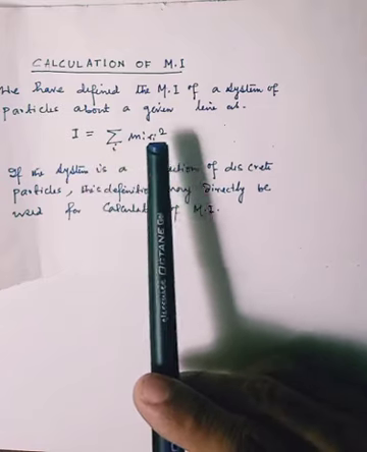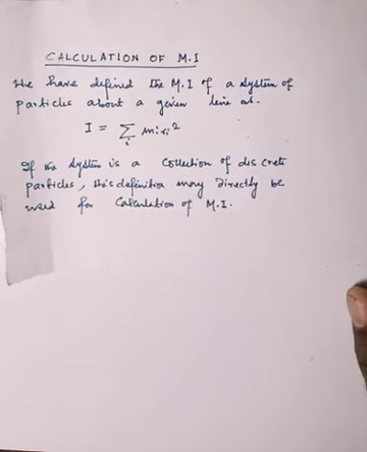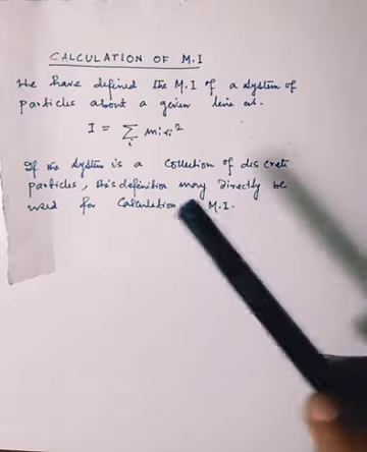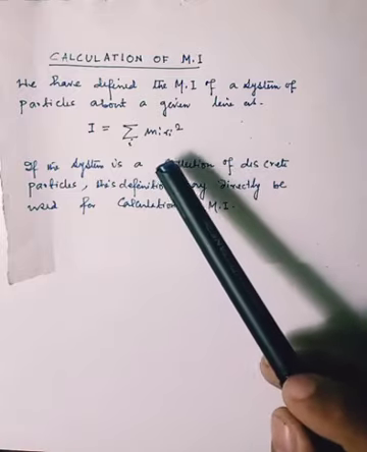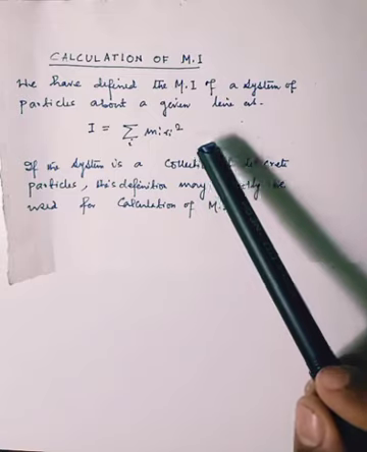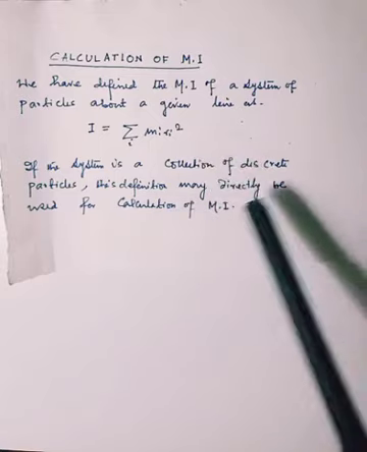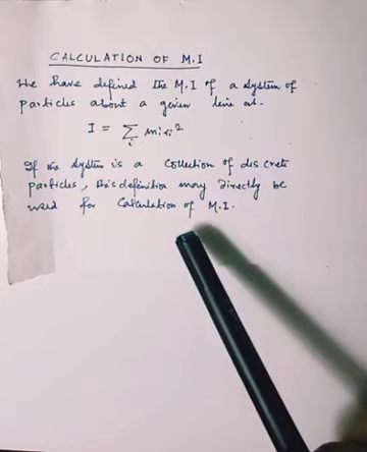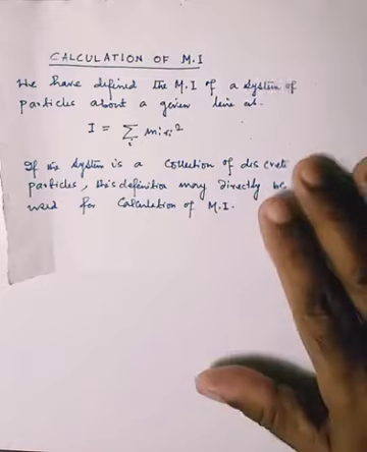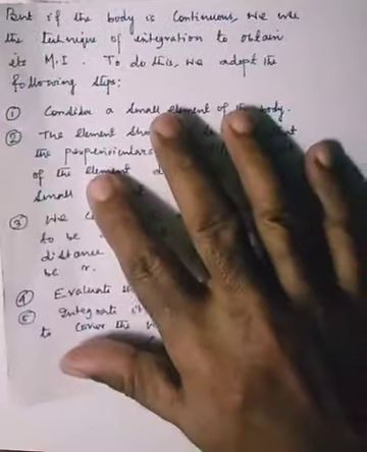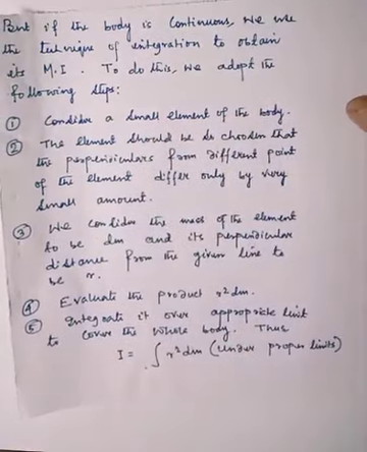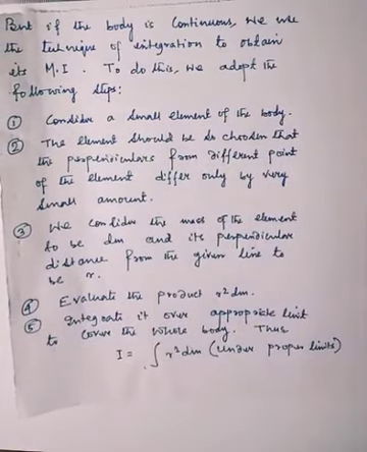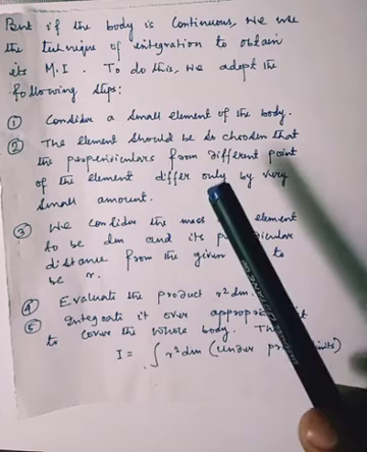Now we have defined the moment of inertia of a system of particles about a given line as I is equal to summation over i of m_i r_i squared. If the system is a collection of discrete particles, this definition may be directly used for calculation of moment of inertia. But if the body is a continuous one instead of being made up of discrete particles, we use the technique of integration to obtain its moment of inertia.